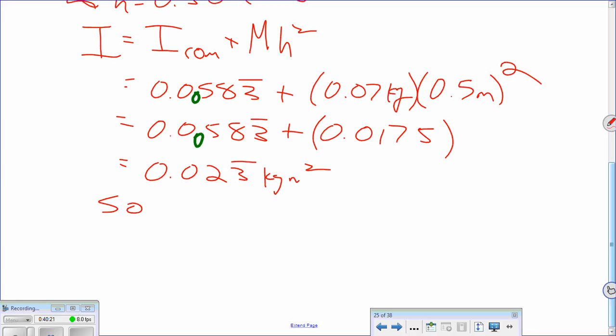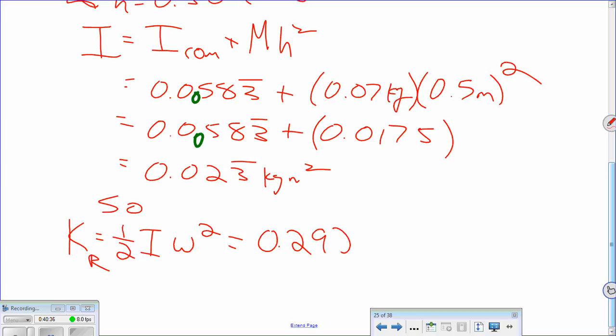So we could again find our rotational kinetic energy. I'll skip that because you guys could obviously do that now that we know what I is. And if our omega is still 5, you can still find it, right? So if you do that, you end up getting 0.292 joules. More rotational kinetic energy, right? Because you've got more rotational inertia at the same velocity. Good?